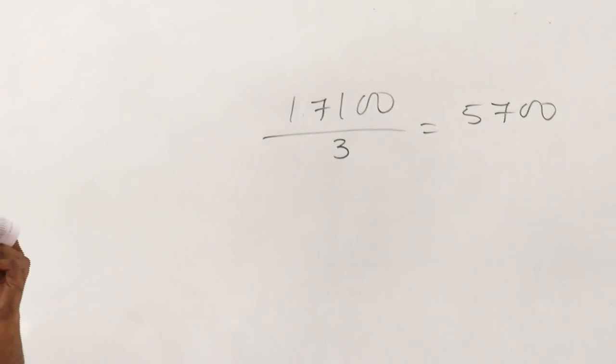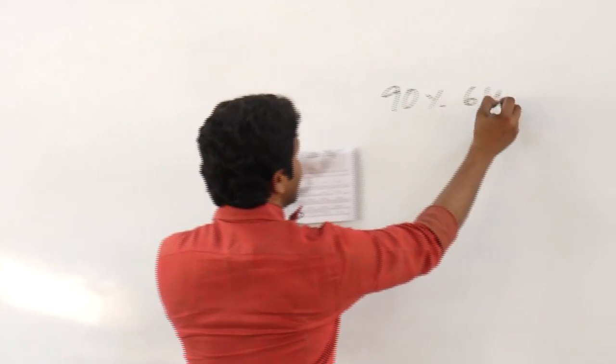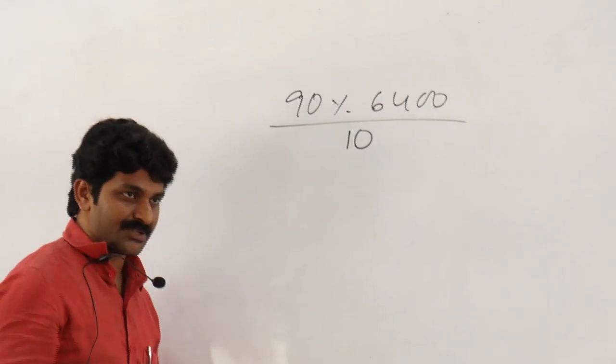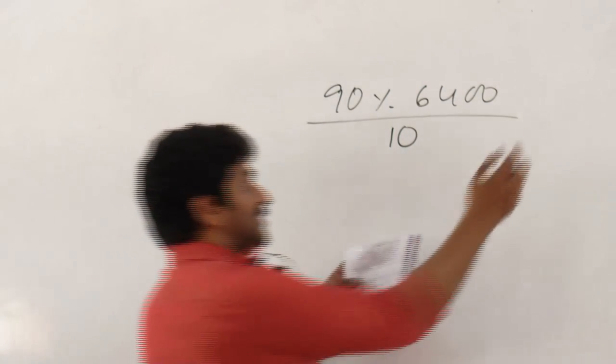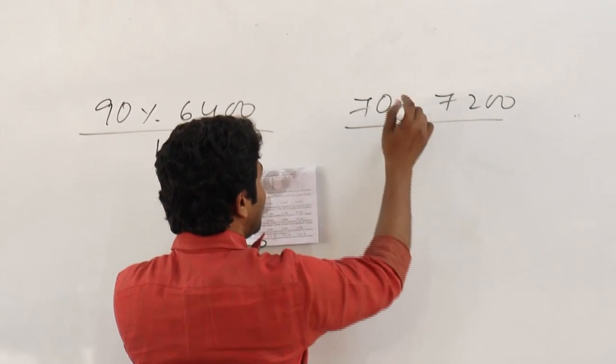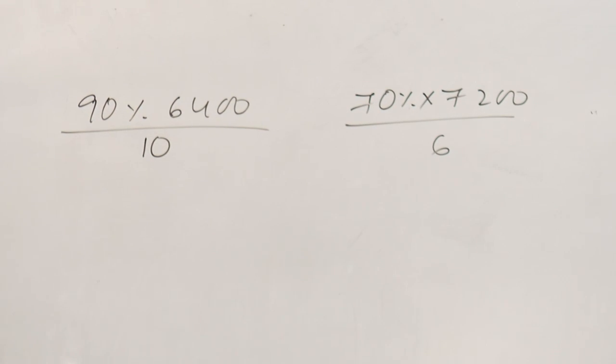Next, what was the difference between number of books received by each distributor working with company B and number of books received by each distributor working with company F? Difference of books received, now for B and F. B occupies 90% of 6,400, and we have a total of 10 distributors. Each distributor gets this much, divided by 10. And for F, it is 70% of 7,200 divided among 6 distributors. Right, you need to calculate the difference here.